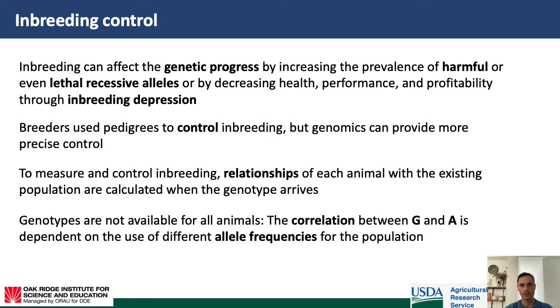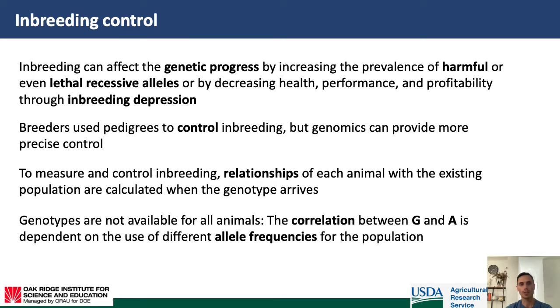For many decades, breeders used pedigrees in an attempt to control inbreeding, but genomic measures of relationship can provide more precise control. To measure and control inbreeding, relationships of each animal with the existing population are calculated when the genotype arrives, and then they are recalculated monthly because new ancestors might have been added to the database or changed, or even new higher density genotypes could have been included in the reference population.